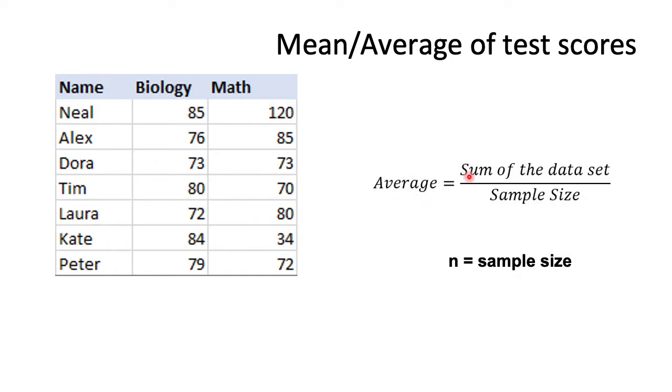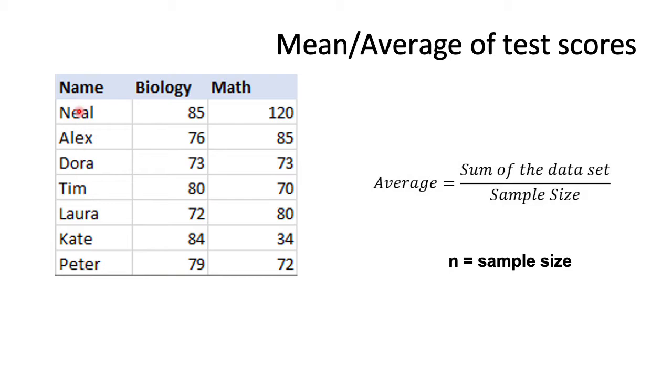The average is the sum of the data set. In this case, biology, the data set is 85, 76, 73, 80, 72, 84, and 79. I will add all of these numbers, and then I will divide it by the sample size. The sample size is also referred to as n. Whenever you see the letter n, just know that that means the sample size. In this case, the sample size is 1, 2, 3, 4, 5, 6, 7 students.